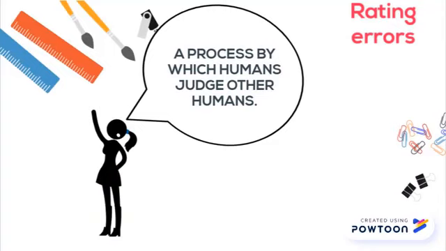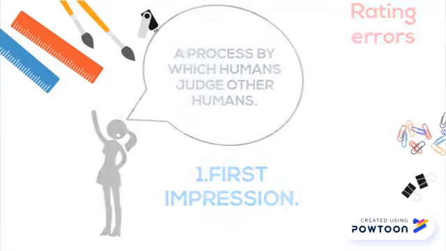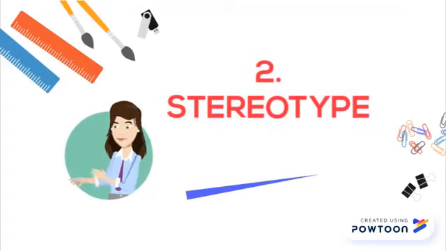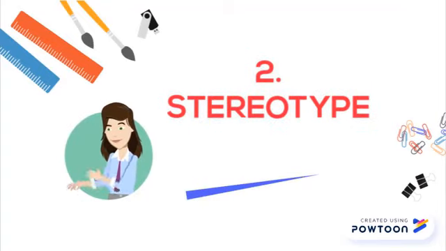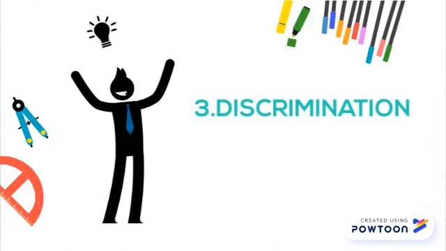Rating errors is a process by which humans judge other humans. There are several rating errors. Number 1. First impression. First impression is the tendency to make an initial judgment about an employee and then ignore subsequent information. Number 2. Stereotype. Stereotype is a tendency to ascribe positive or negative characteristics to a person on the basis of the group he or she belongs to. Number 3. Discrimination. Gender discrimination, race discrimination, and age discrimination are some of the most common discriminations in the workplace that can have an impact on performance rating.